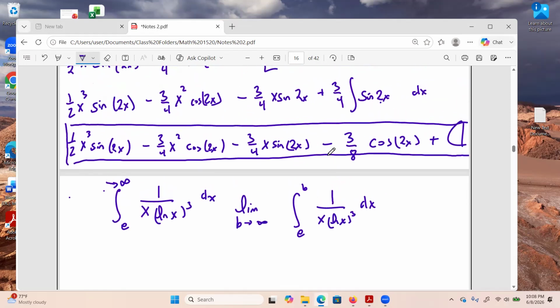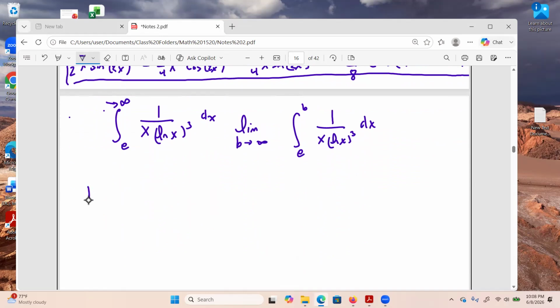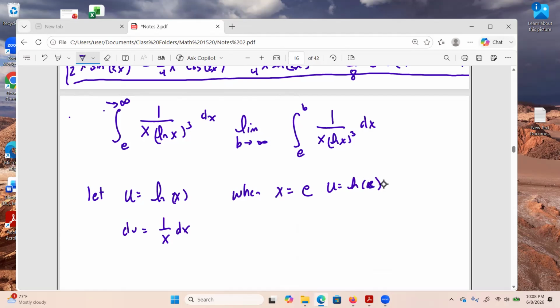As I'm looking at this, I'm thinking this is going to demand some kind of u-substitution. So let u equal the natural log of x. That means that du is equal to 1 over x dx. Now I'm going to do a couple more things. When x is equal to e, then u is equal to the natural log of e, which is equal to 1.